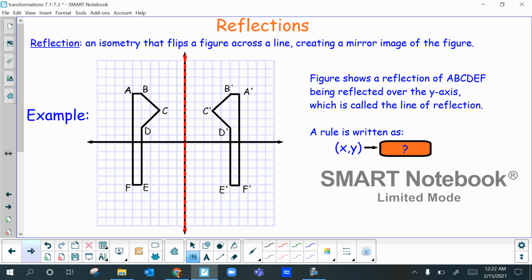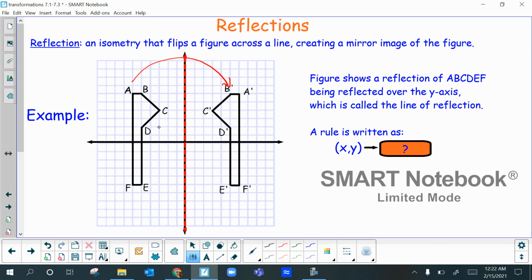All right, let's go to the last type of transformation, reflection. This is going to be an isometry that flips a figure across a line, creating a mirror image of the figure. So here, this one's being reflected over here to this side. One thing to do is to just focus on how the values change, just like we did with rotation.